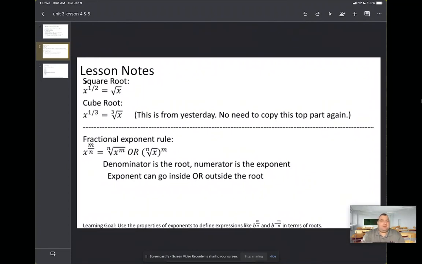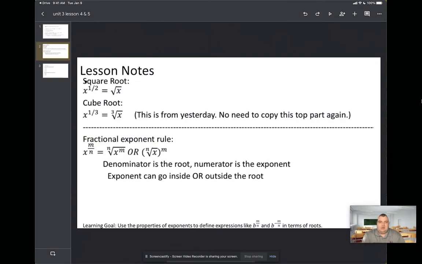We are up to lessons 4 and 5 of Unit 3. What these lessons are about is an offshoot of what we learned in the previous lesson. In the previous lesson, we learned that square roots are the same as raising the power to 1/2. Cube root is the same as raising to the power of 1/3. It turns out that pattern holds true for all roots, so the fourth root would be the same as raising to the power of 1/4. The fifth root would be the same as raising to the power of 1/5, so on and so forth.